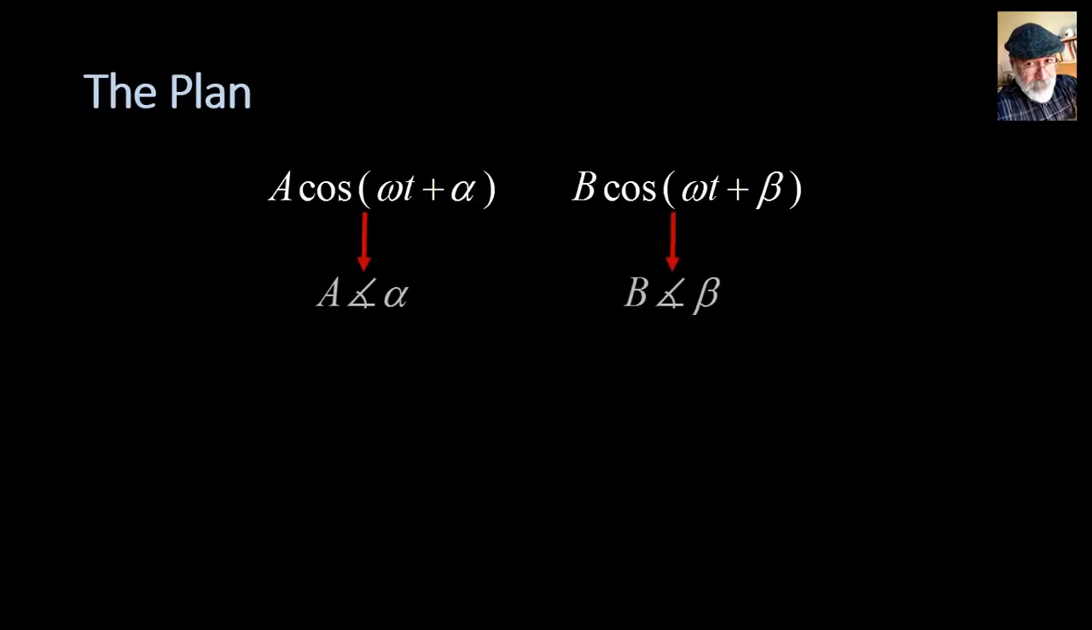What is the plan? The plan is that if we have two sinusoidal currents or two sinusoidal voltages that we need to add or subtract, we represent them with phasors like so. We add or subtract those phasors, and once we have the phasor of the result, we convert that to a function of time. That is how we're going to add or subtract sinusoidal functions of time, currents or voltages.